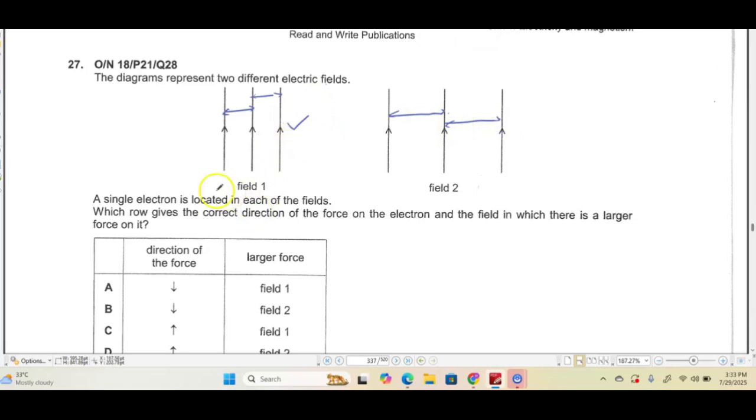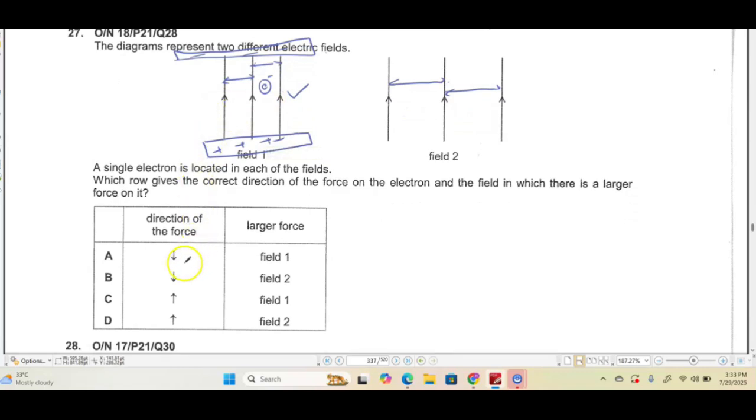Now we know that if the lines are moving in this direction, this is going to be the positive end and it is going to be moving towards the negative end. So if the direction of force on the electron is to be shown, the electron would be moving towards the positive side. So the direction of force would be these arrows. These are not going to work and the large force is going to be in field 1. So A is our correct option.